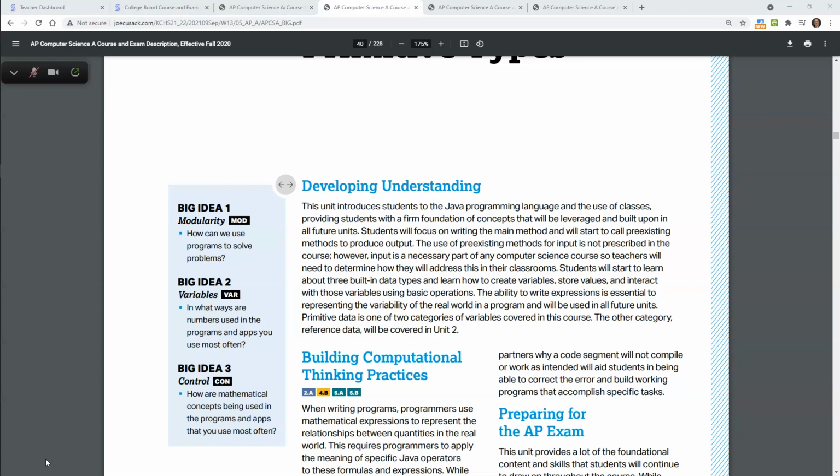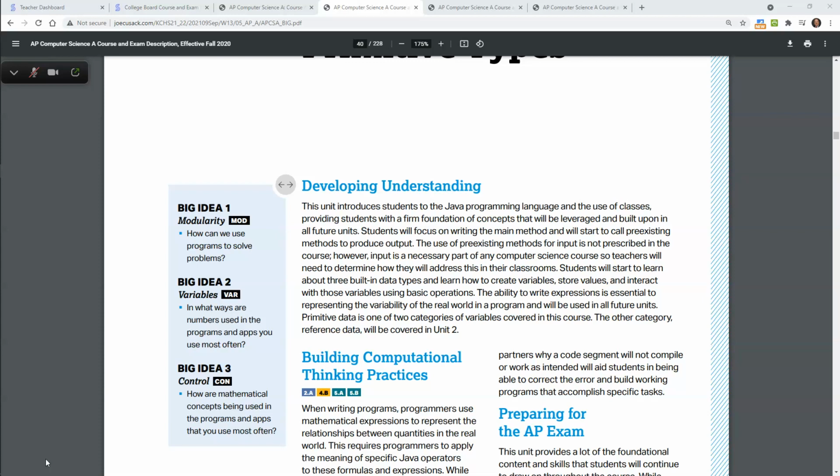This unit introduces students to the Java programming language and the use of classes, providing students with a firm foundation of concepts that will be leveraged and built upon in all future units. Students will focus on writing the main method and will start to call pre-existing methods to produce output. The use of pre-existing methods for input is not prescribed in the course. However, input is a necessary part of any computer science course, so teachers will need to determine how they will address this in their classroom.